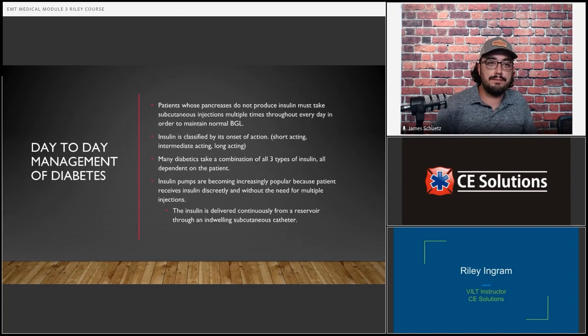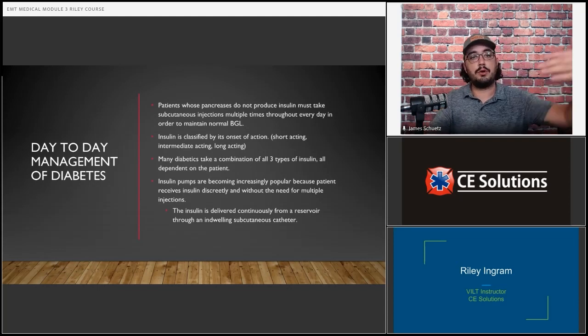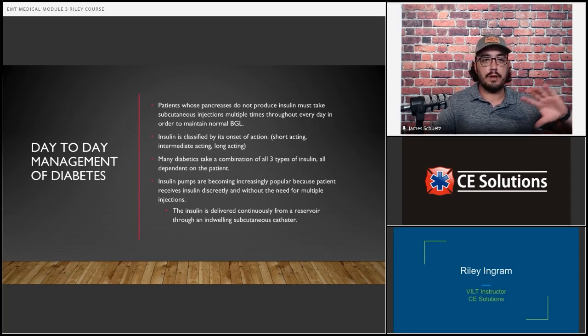So you're just getting lower, lower, and lower, right? You've got to know what type of insulin you're working with whenever you come across these patients. Be familiar with which insulins are doing what. Are they short acting, intermediate, or long acting? Many diabetics are going to take a combination of all three types, and they've got some type of cocktail that the doctor has drummed up for them. It's going to be patient specific.